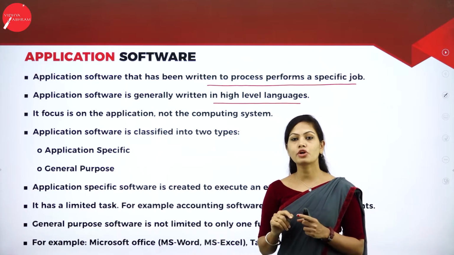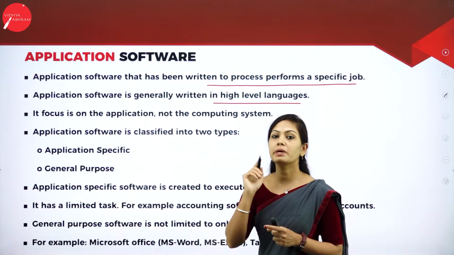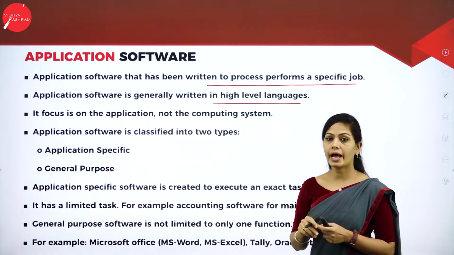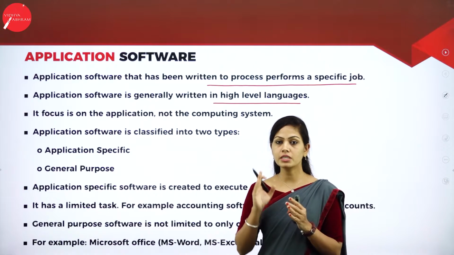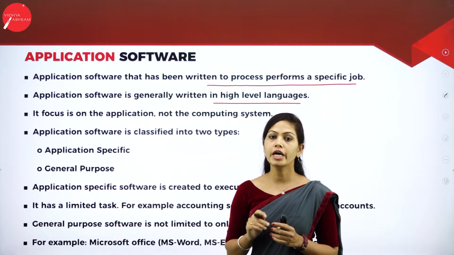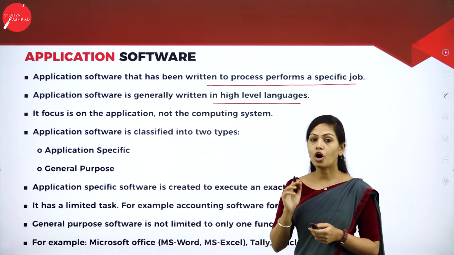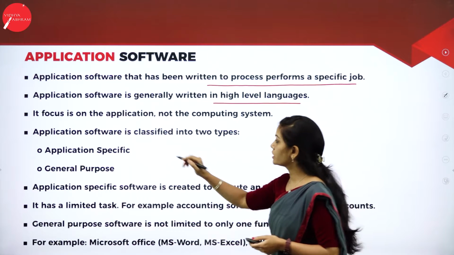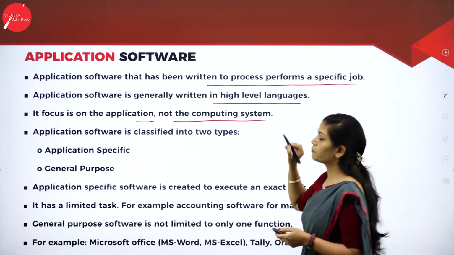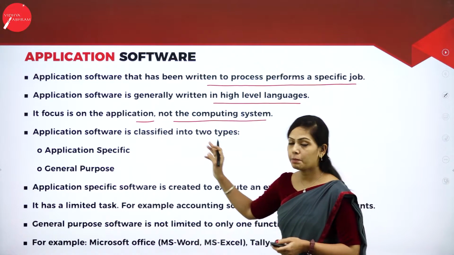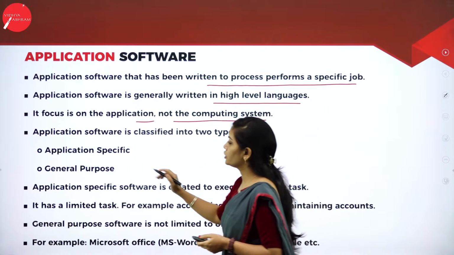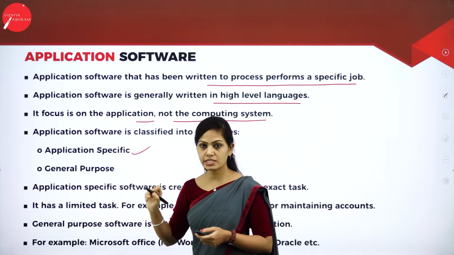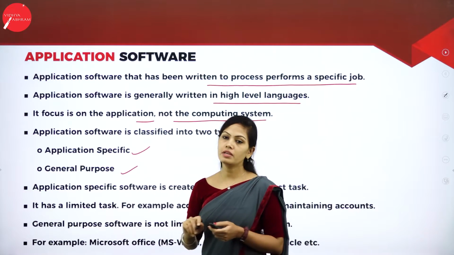So application software performs a specific job. It focuses on the applications, not the computer system. All application software focuses on the application, not the computing system. And application software can be categorized into two types, that is application specific and general purpose.